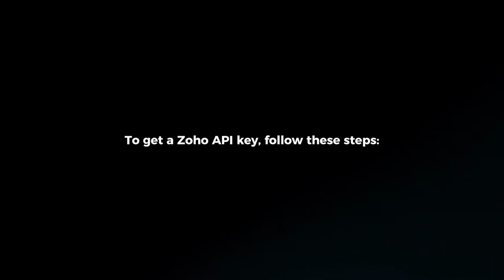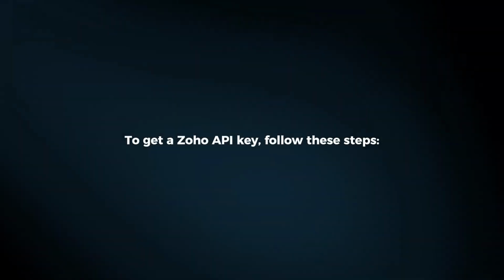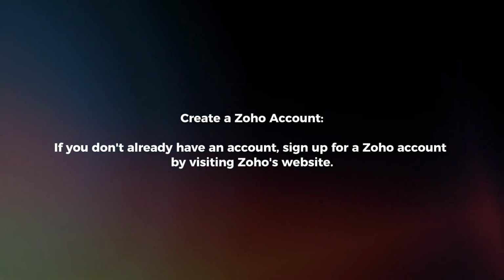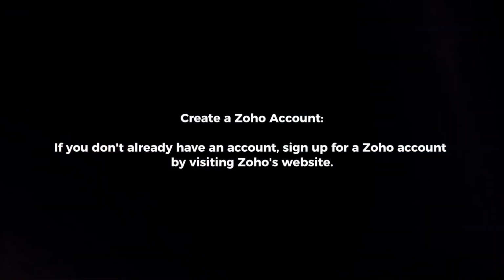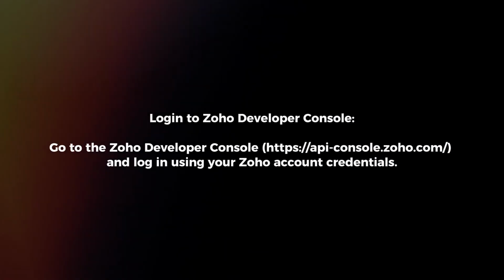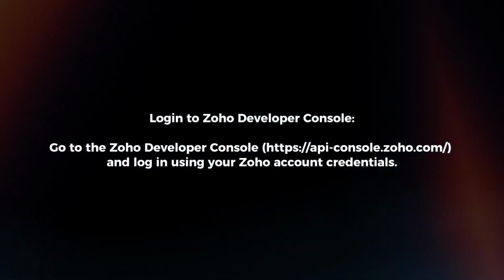To get a Zoho API key, follow these steps. Create a Zoho account. If you don't already have an account, sign up for a Zoho account by visiting Zoho's website. Log into Zoho Developer Console. Go to the Zoho Developer Console and log in using your Zoho account credentials.